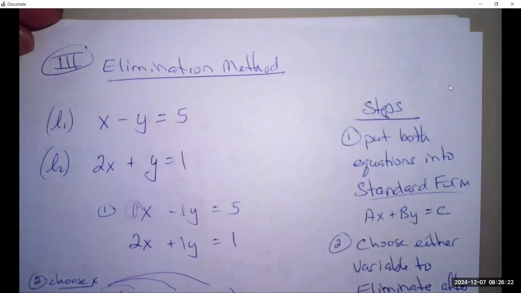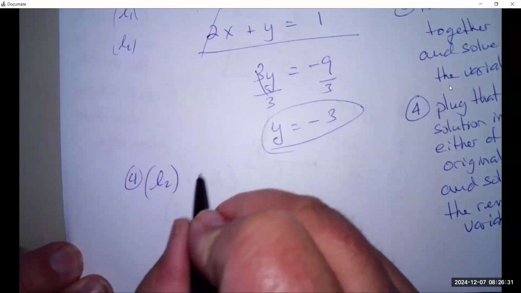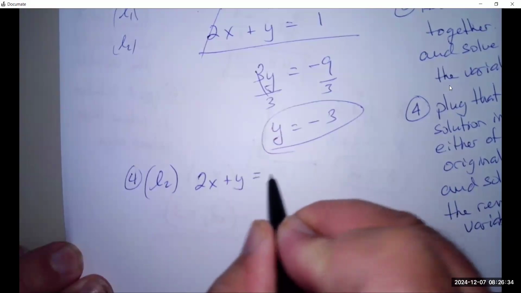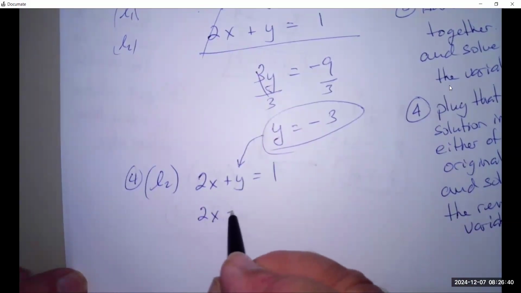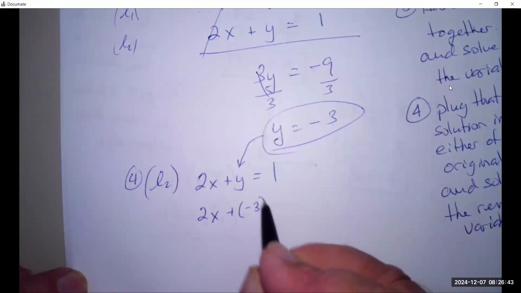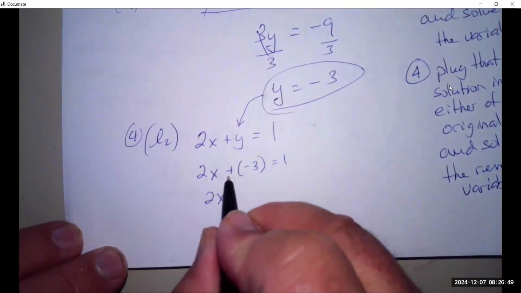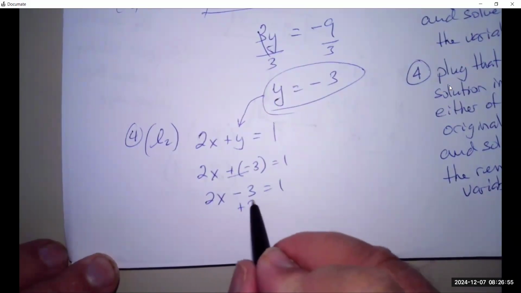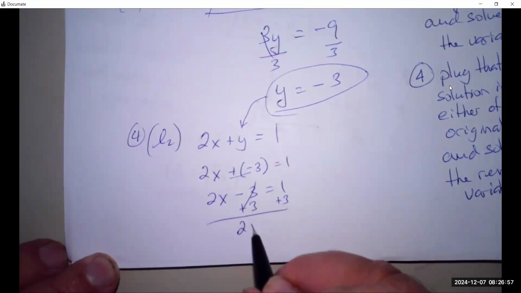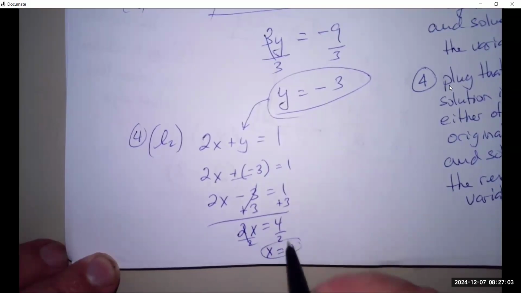I come back here to the originals, and let's pick line 2. I choose line 2, which is 2X plus Y equals 1. Anywhere I see a Y, I put a negative 3. So it's 2X positive, negative, negative. I have to solve for X now. So add 3. 2X equals 4. Divide by 2. X equals 2.